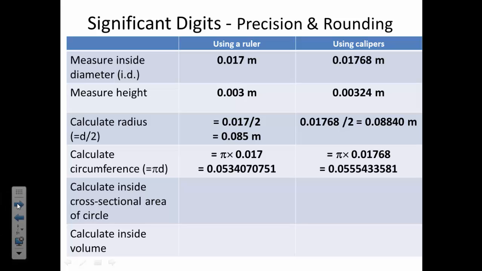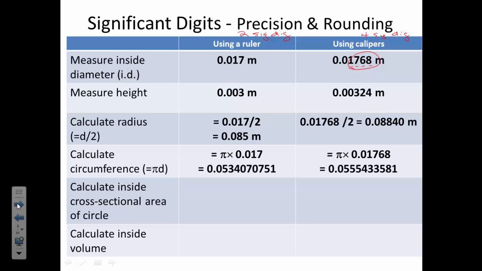So we started out using our cheap ruler. We had 2 significant digits. With our calipers, we actually have 1, 2, 3, 4 significant digits. Now, here's the trick. If you're doing any mathematics on any numbers, your number of significant digits, first of all, cannot increase because you can't add accuracy by doing math. You can only add accuracy by buying a better piece of equipment to do your measurements.